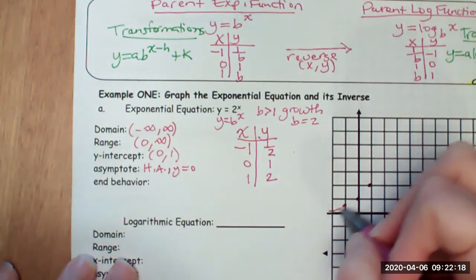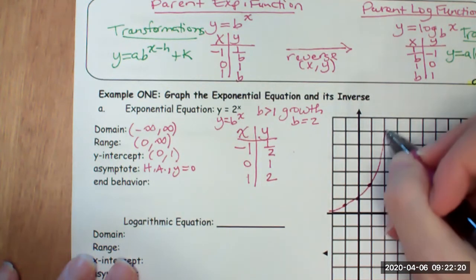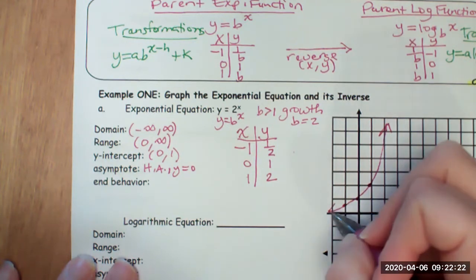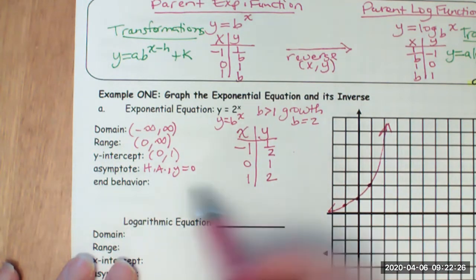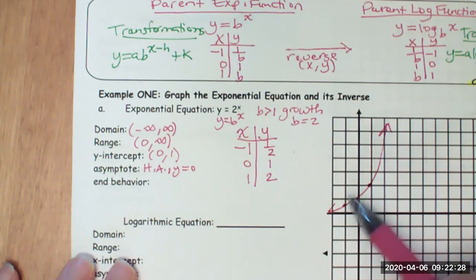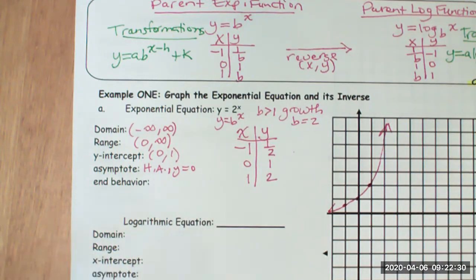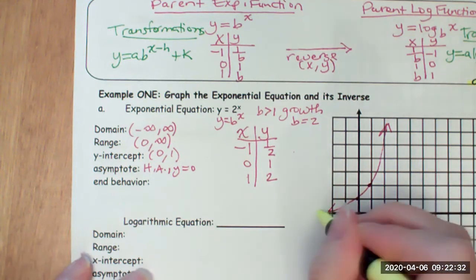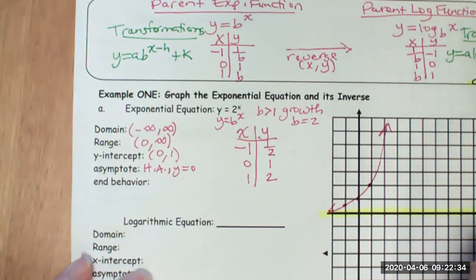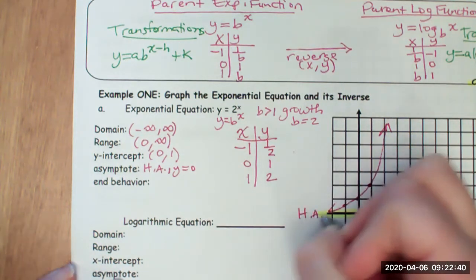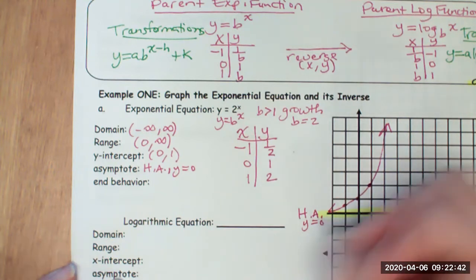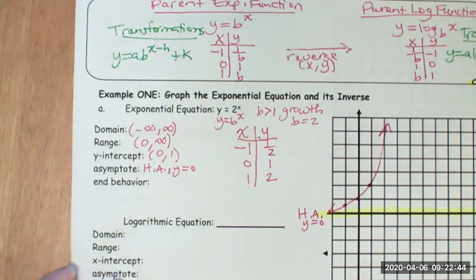And go ahead and make that curve. Okay. And we're going to observe here, we have that horizontal asymptote that we talked about. And, you know, we don't have to dash it because it's an axis. So I'll just go ahead and highlight it here. So we have a horizontal asymptote at y equals 0 for the exponential function.